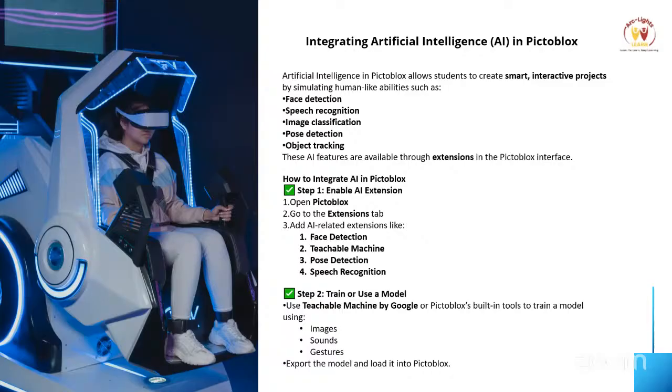How do you do that? Open your PictoBlocks, go to the extension tabs, and add AI related extensions. Number one, we have face detection, teachable machine, pose detection, speech recognition.